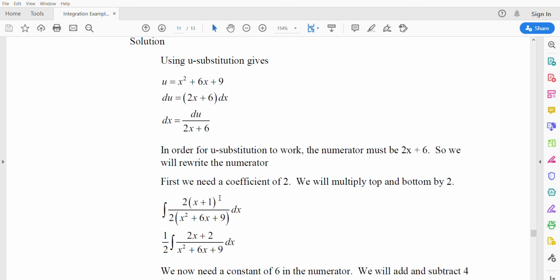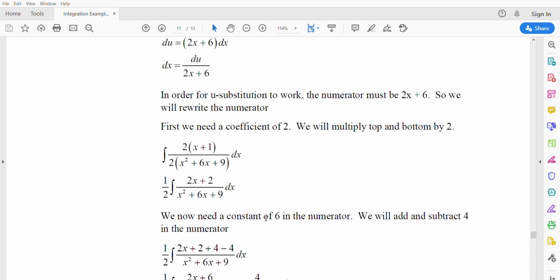Distributing 2 through the top, that gives me a 2x, which is what I needed, plus 2. And the 2 on the bottom, I'm going to write that as a 1/2 in front of my integral. So I have 1/2 times the integral of 2x plus 2 over x squared plus 6x plus 9 dx.